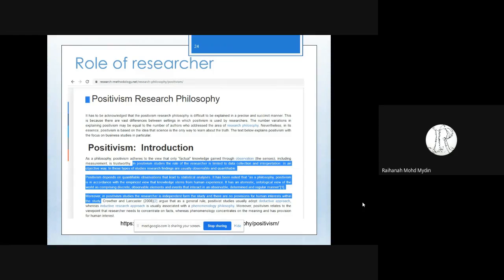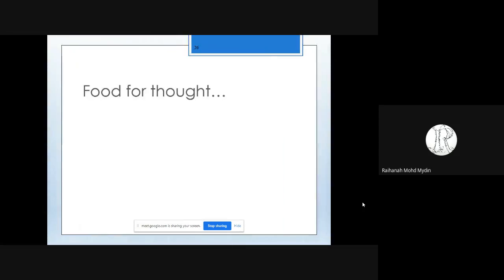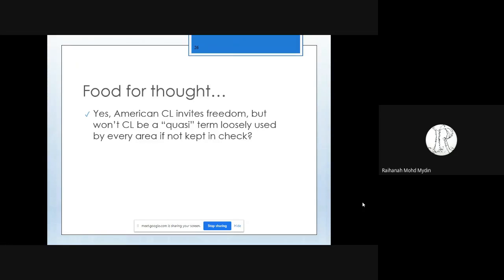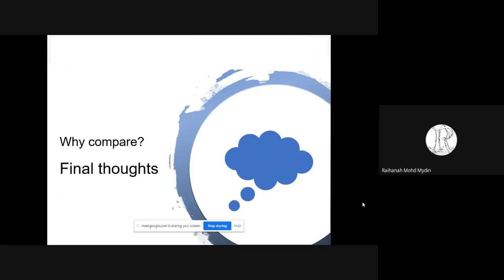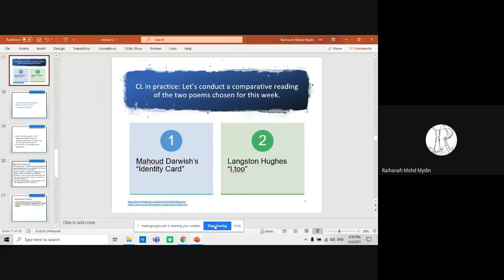So I feel I'm clear enough in my definition of comparative literature, and I hope you have a sense, by the end of this course, of your own approach of how you want to conduct the reading of text for this particular course. Okay, so I'll stop there. Any questions?